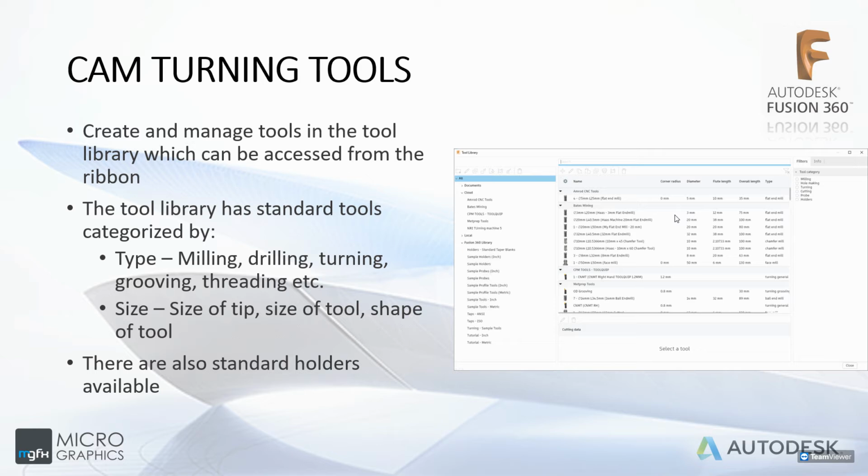However, the best practice is to copy these standard tools. You can see here they've got standard tools, standard holders for different types, imperial and metric type of tools. The best practice is to copy them to a library of your own choice and create your tools for your machines. Okay, the tool library has standard tools categorized by one type. So it can either be a milling, drilling, turning, grooving, threading, etc. And size. So it can either be a 5 mil or a 10 mil or a 2.5 inch or etc.